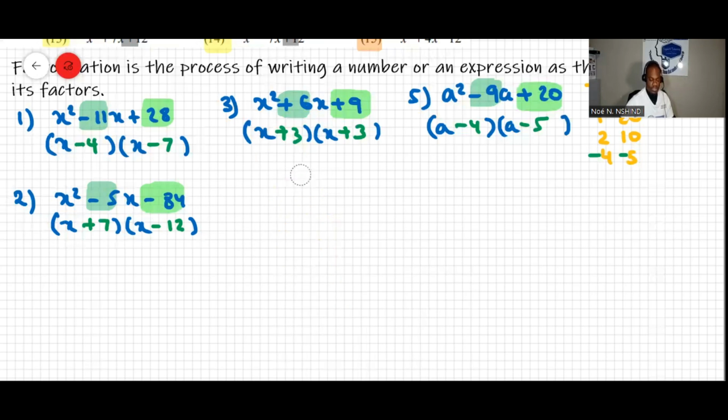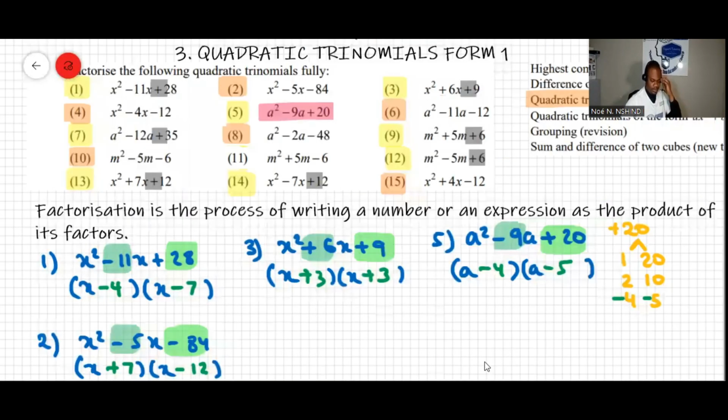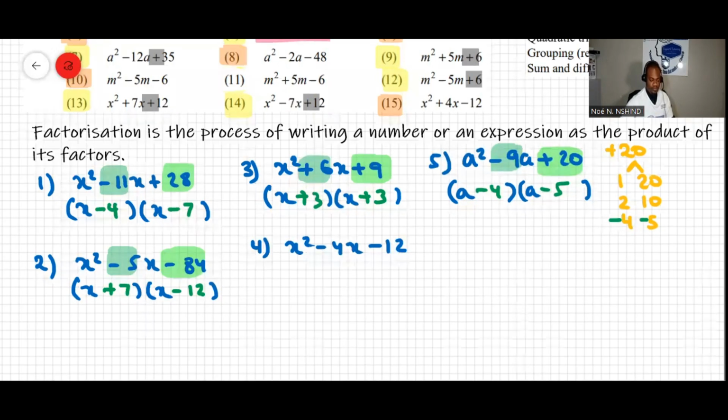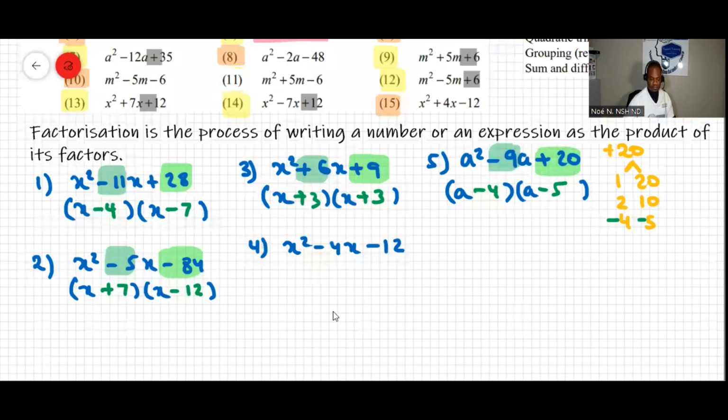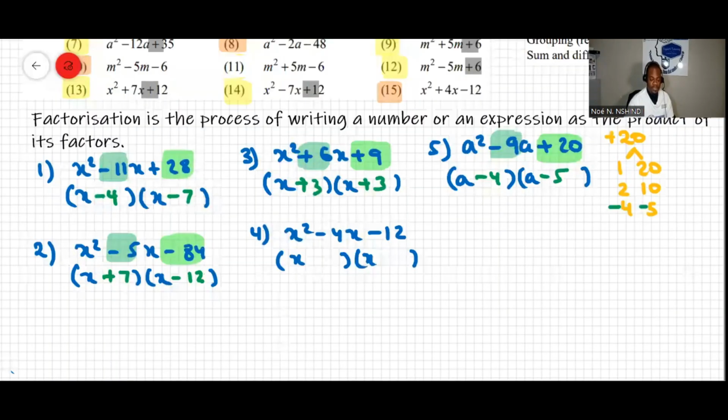Another question. I'm going to take another question that I write in pink. Let's say question 4. There we have x² minus 4x minus 12. We're going to place x in the brackets, and then we will consider the coefficient of the last term, which is the independent term, which is -12.